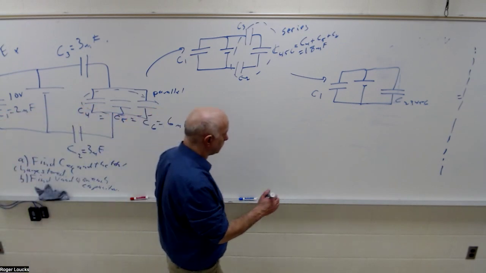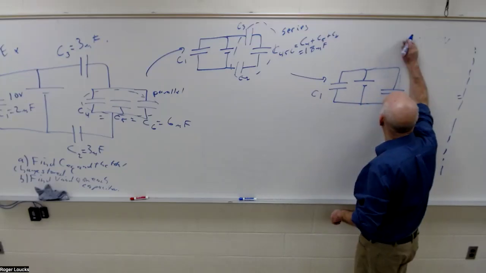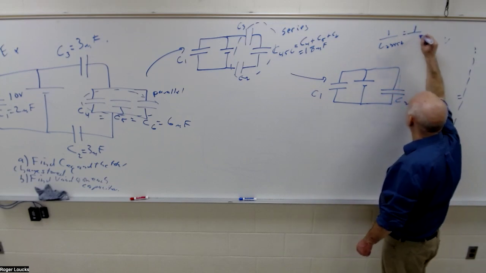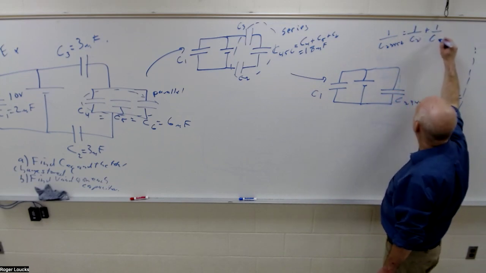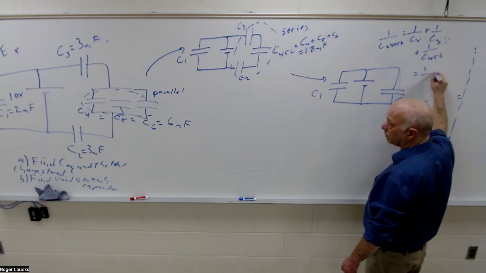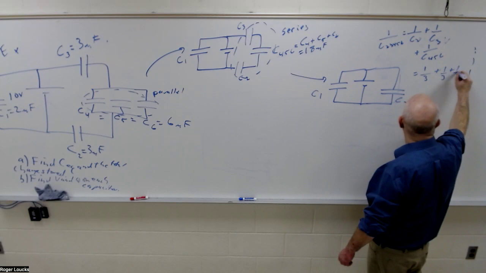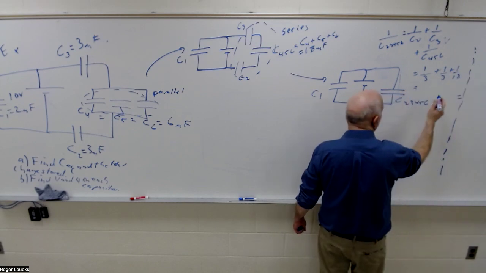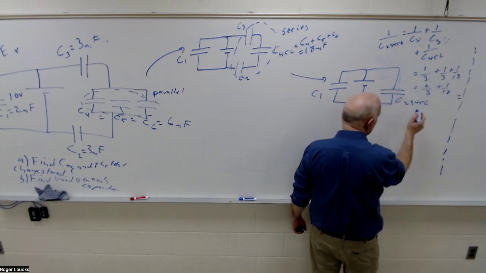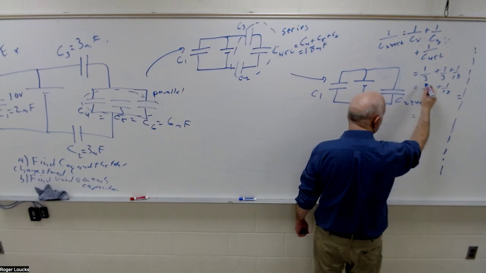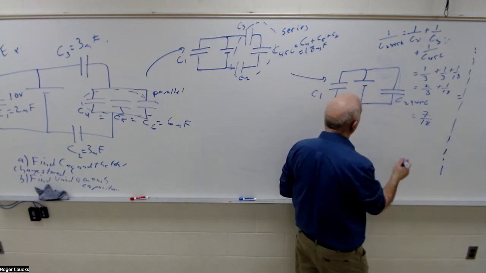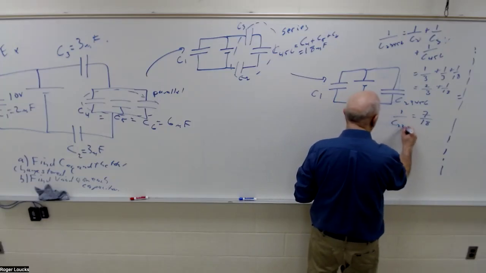Yeah, this is going to be reciprocals. So this right here is 1 over C2,3,4,5,6. This is going to be 1 over C2, plus 1 over C3, plus 1 over C4,5,6. So this is 1 over 3, plus 1 over 3, plus 1 over 18. So this would be 2 over 3, plus 1 over 18. Make it 6 here, like this. So this would be 7 over 18. Sorry about that. Okay, 1 over C2,3,4,5,6.